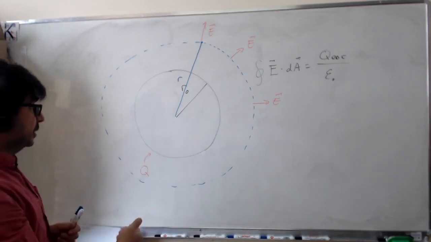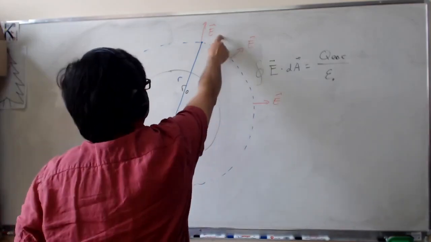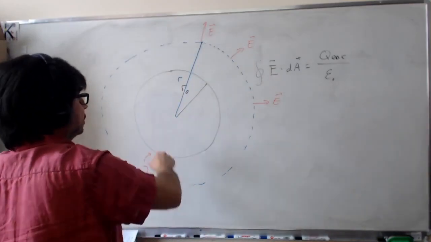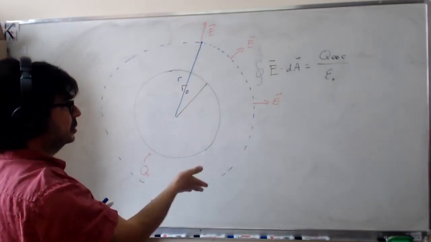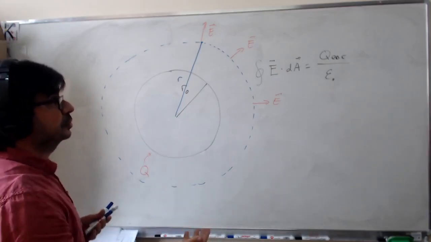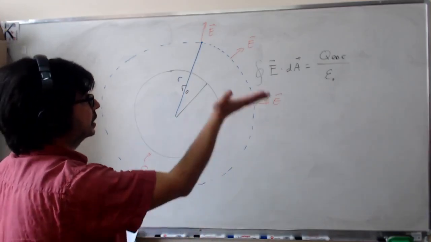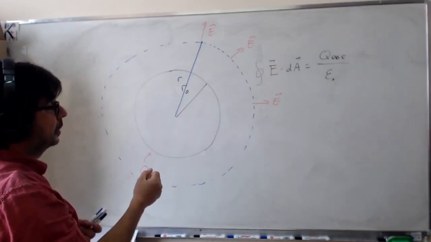Now on top of that, this electric field is equidistant from the charge distribution as I go around on this hypothetical Gaussian surface. My distance from the charge distribution does not change. So the magnitude of the electric field is going to be constant. Only its direction is going to change, and it's always going to be in the radial direction.